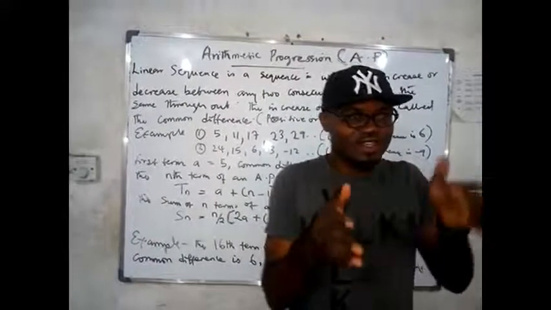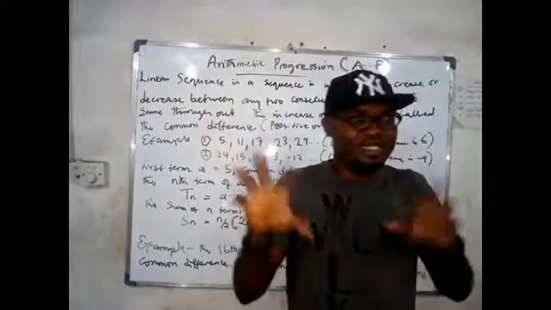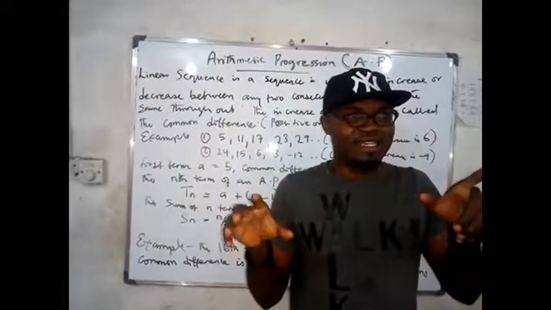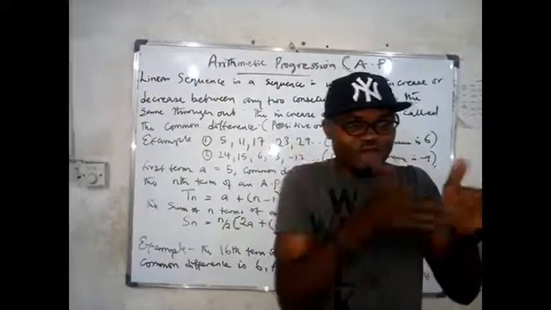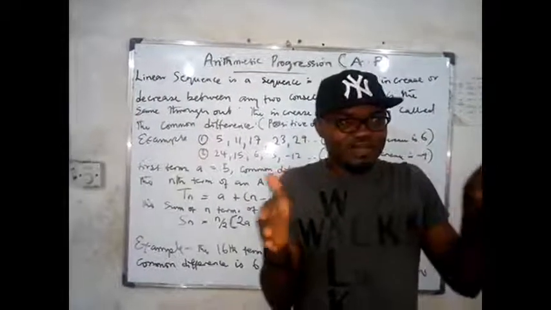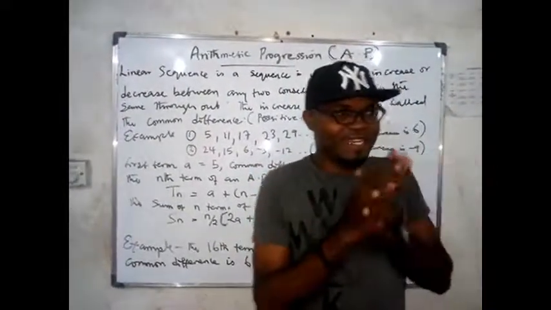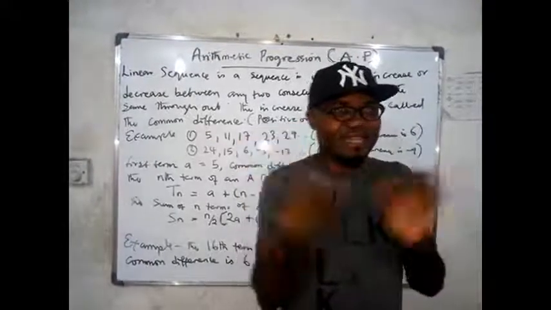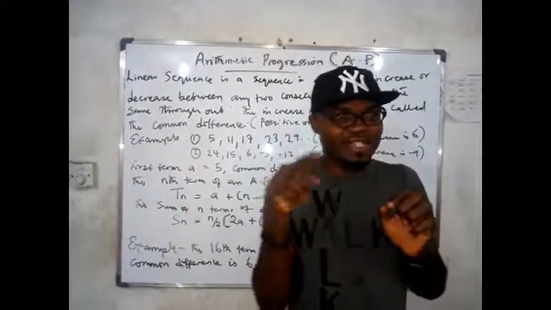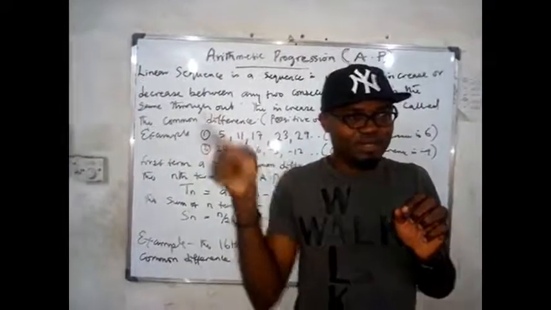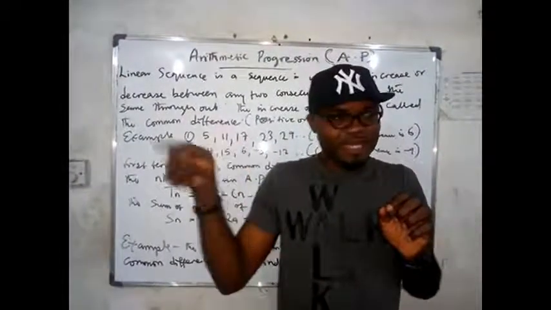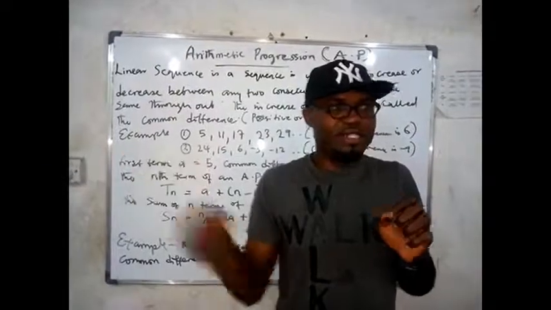Call it what? Common difference. And the first term is represented with the letter what? A. The difference between successive terms is known as common difference, represented with the letter D. Is that clear? And you can find the nth term by saying Tn equal to what? A, which is the first term, plus bracket n minus 1, close bracket, D, common difference.